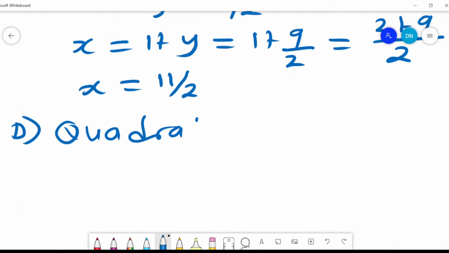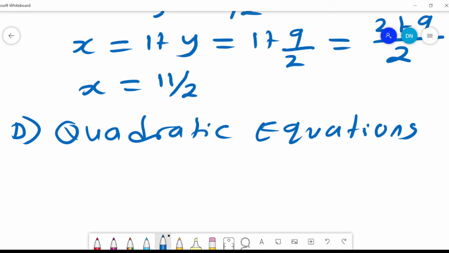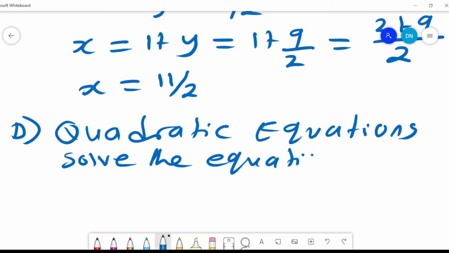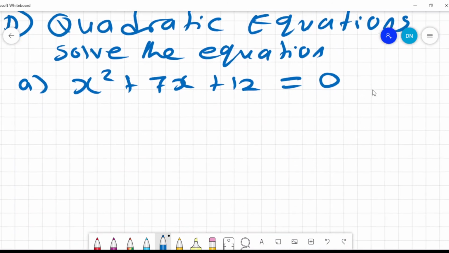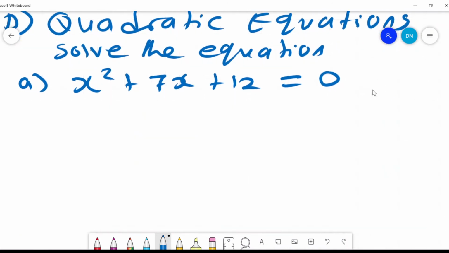Another quadratic set of equations, and we want to solve, and the first example we want to look at is x squared plus 7x plus 12 is equals to 0. Now, there are different ways of solving quadratic equations, but I want to use a shorter way of doing it.